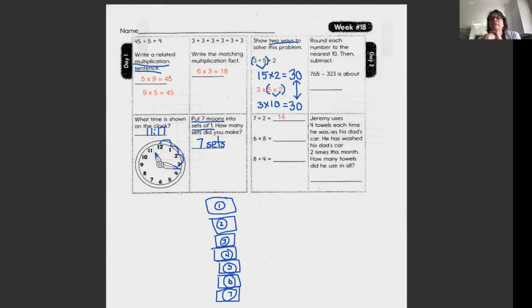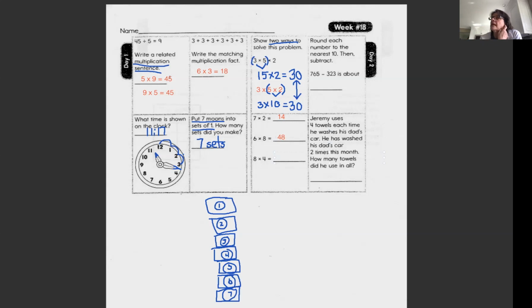So I can skip count by 8 6 times, or I can skip count by 6 8 times. Okay, I'm going to skip count by 8 6 times, because the way I read that, I read 6 groups of 8. So I'm going to do 8, 16, 24, 32, 40, 48. See my fingers? 6 8s. My answer is 48.